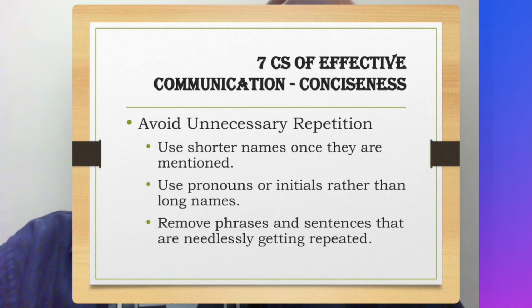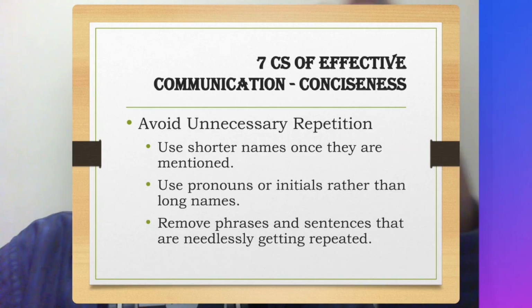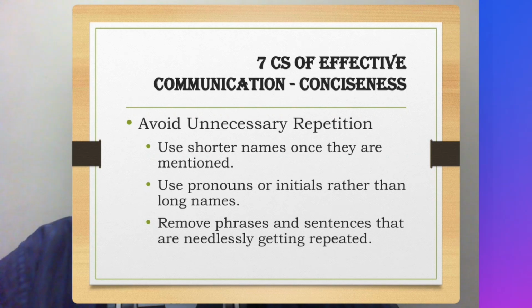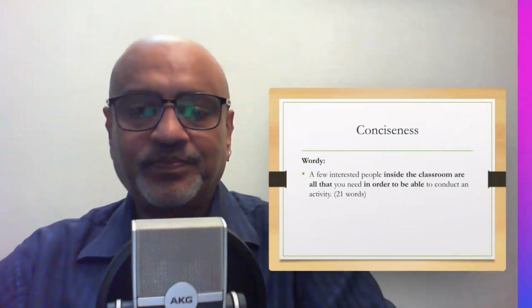Avoid unnecessary repetition of even names. Sometimes names are long. So if we put in shorter names, use pronouns or initials, and remove phrases and sentences that are needlessly getting repeated again and again, then our writing is going to be concise, to the point, relevant, more meaningful, and easier to understand. Now we'll take up some examples.